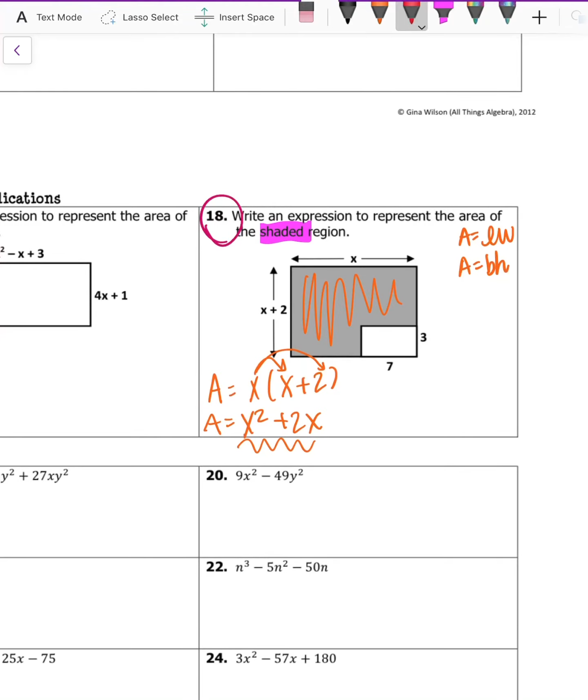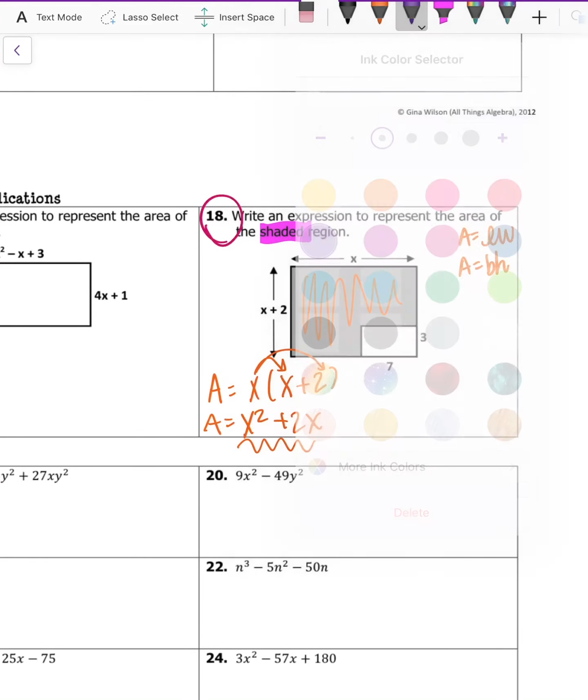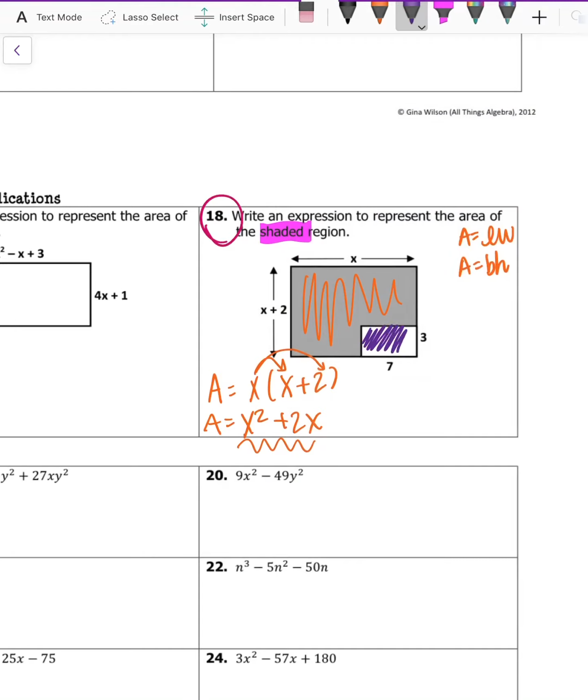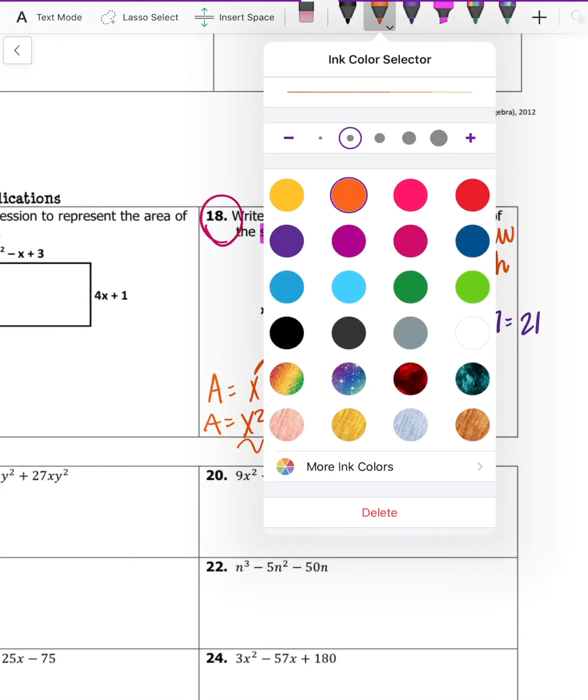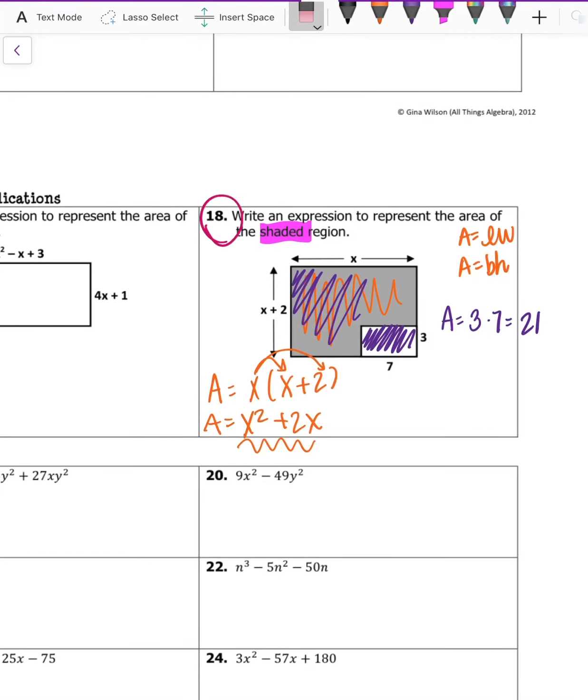Okay, but now I need the area of this smaller rectangle, okay? And actually we're lucky here because it's got constants there. So when I find the area of it, I'm going to use 3 times 7, and we know that that is 21. So in order to find the area of that larger region, I need to be able to find its area and then cut out that smaller region. It's like if I had a piece of construction paper, took the area out of it, and then cut a piece from it. That's exactly what we're doing here, okay?